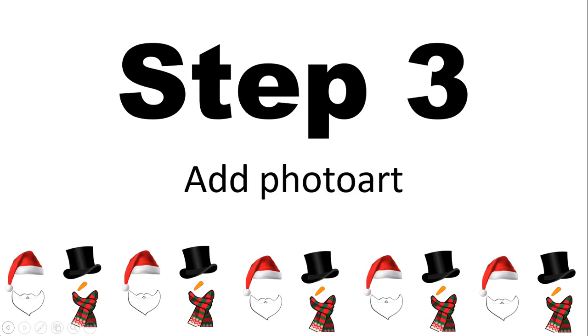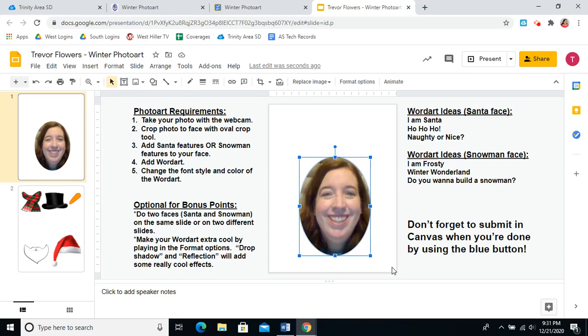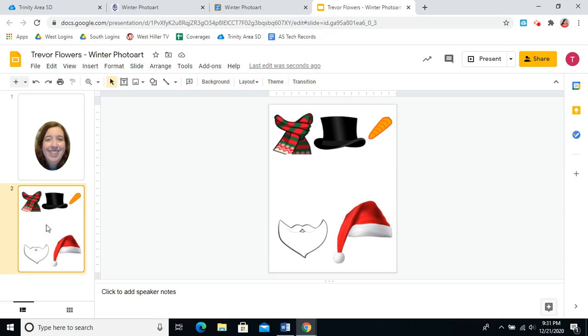Step 3, adding the Santa or snowman photo art. For step 3, you are either going to add the Santa features or the snowman features to your face. So I'm going to go to slide 2, and let's say that I want to do the Santa features. Here's where we're going to practice our copy-paste skills. I want to copy this beard, so I'm going to click on it. We know that Control Z is zap. Control C is copy. So I'm going to do Control C to copy my beard.